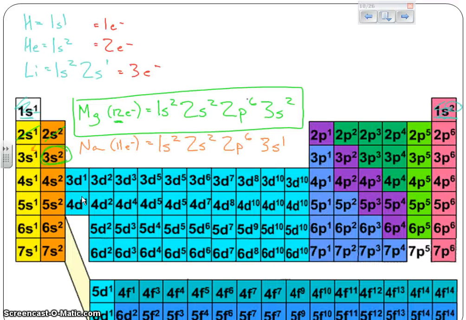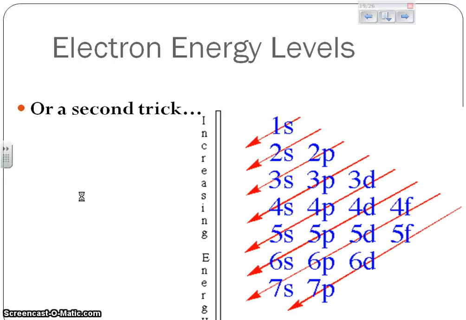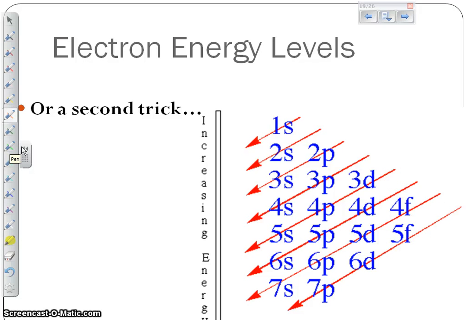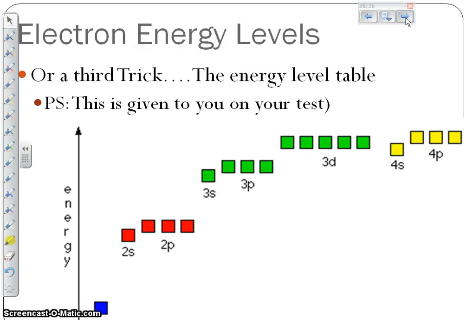Okay. Moving on a little more, we got a second trick where if you actually write out all the 1s's, the 2p's, the 3d's, and then the f's, you can kind of give yourselves little arrows to follow along the whole way. And we'll talk about that a little bit later in class. But I find that if you just follow the periodic table, generally you're pretty darn good with what you're doing. And a third trick, if you understand the energy level table, where you start off with the 1s, and then the 2s's, and then 2p's, and then 3s's, and the 3p's, and after the 3p's, 4s's, and 3d's, and 4p's. And we'll talk about this in class as well.